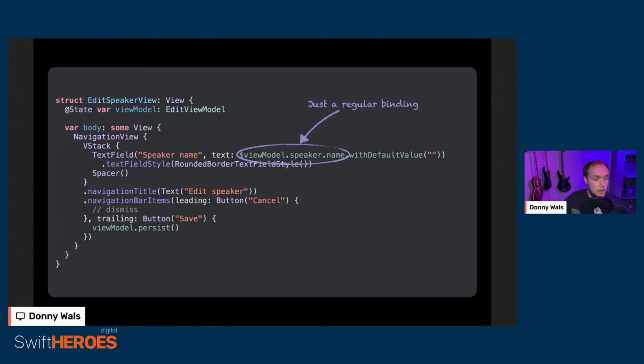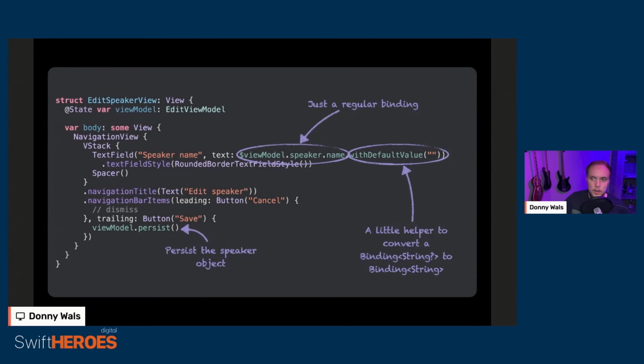Now, because Xcode would generate a speaker with name being an optional string by default, you can add a little helper that converts a binding from string optional to binding string. I didn't put the helper in the presentation because there's plenty of examples on the internet, but I just wanted to mention that it's something custom and not something built in. And whenever we're ready with our edits, we can just say view model.persist and the speaker object will be persisted. So that's pretty neat. And this I think is much nicer isolated than the fetch request example, because this to me looks like it could use anything as a backend. And that's what we were going for, I guess.